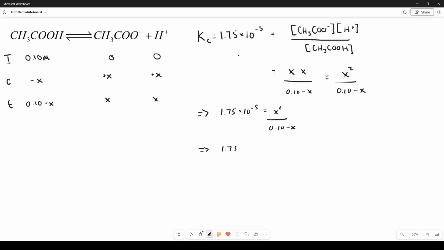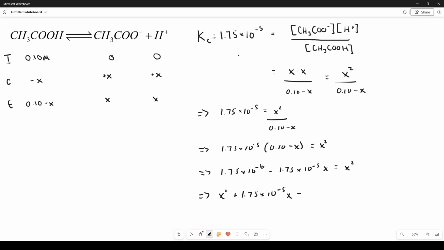We can simplify this to write 1.75 times 10 to the minus 5 times 0.1 minus X is equal to X squared. We can distribute the quantity to give 1.75 times 10 to the minus 6 minus 1.75 times 10 to the minus 5x equals X squared. We can then rewrite this as X squared plus 1.75 times 10 to the minus 5x minus 1.75 times 10 to the minus 6 is equal to 0.